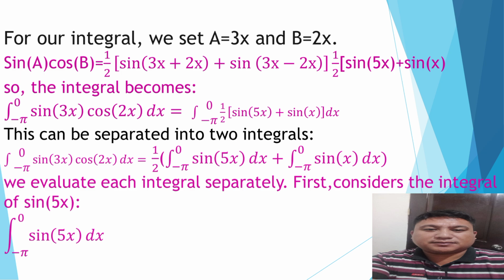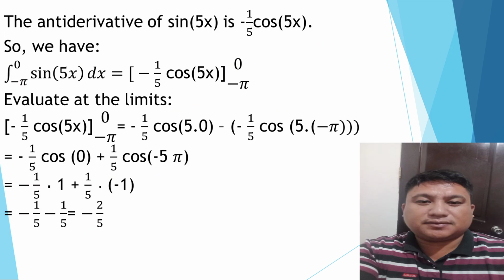We evaluate each integral separately. First, consider the integral of sine 5x. The integral from negative pi to 0 of sine 5x dx. The antiderivative of sine 5x is negative 1/5 cosine 5x. So the integral equals negative 1/5 cosine 5x from negative pi to 0.